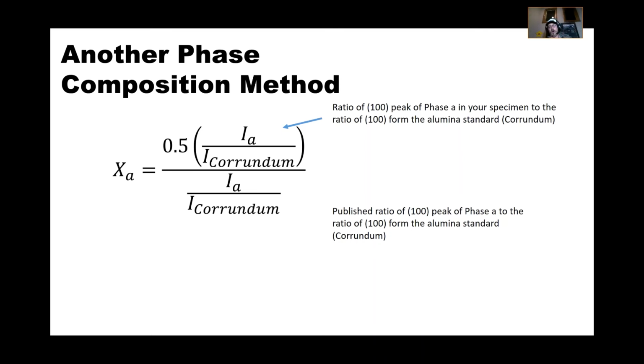This is another thing though, right? If I have this new material system that no one else has done work with, it only works if I know the published ratio of the intensity of the 100 peak of your phase, excuse me, it's right in front of me. I don't know why I can't read it. The published ratio of 100 of your mystery phase to the ratio of 100 from the aluminum standard corundum would be this ratio. And kind of goofy though, because you would have to have some published data. So again, not very straightforward.